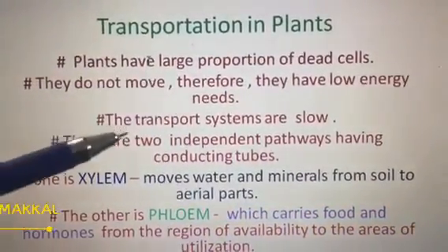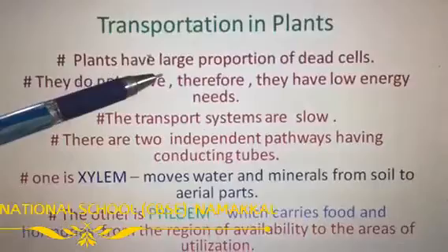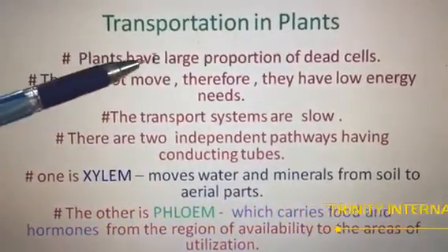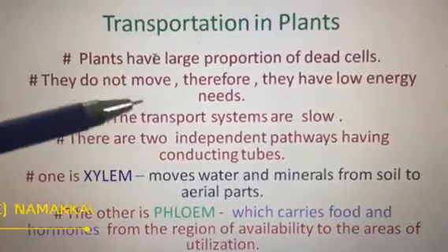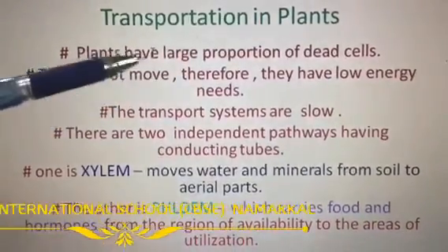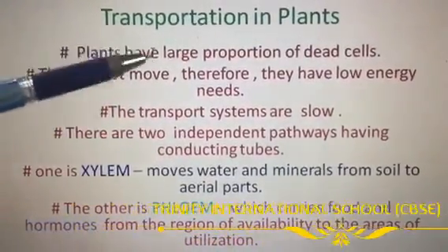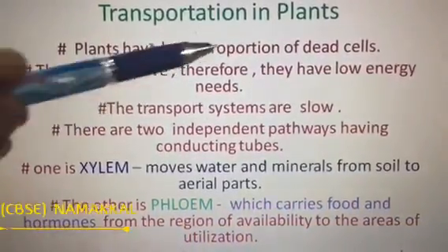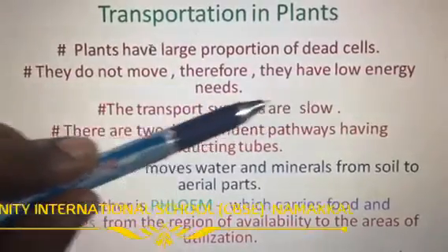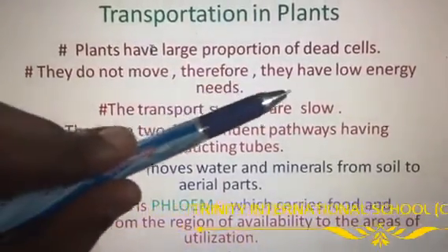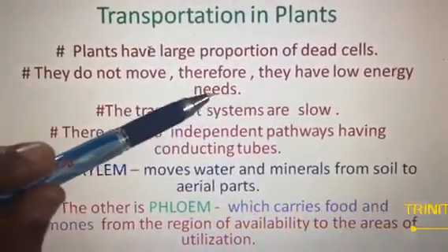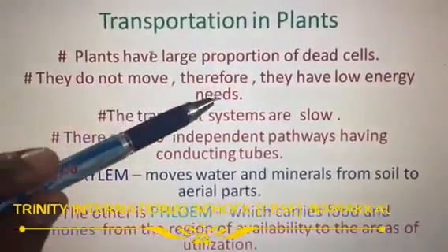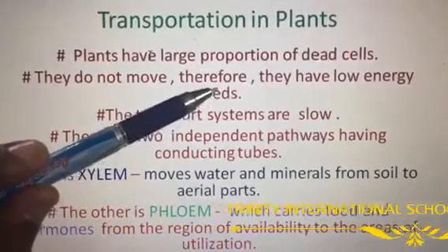Transportation in plants. Plants have a large proportion of dead cells. Compared to animals, plants have more dead cells. They do not move, therefore they have low energy needs. They have low energy needs because they have a large amount of dead cells. That's why plants need less energy.